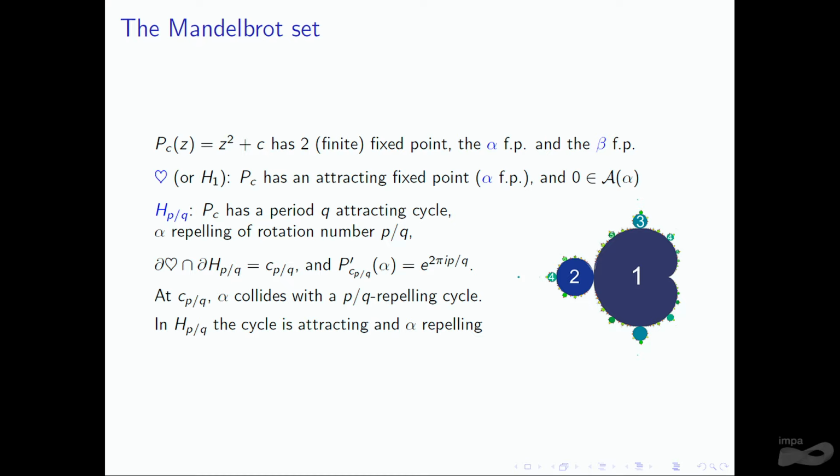This is the main hyperbolic component of the Mandelbrot set, and for every parameter there, the alpha fixed point is attracting. And we are very much interested to figure out what happens when we move between this component and the other ones attached to it.